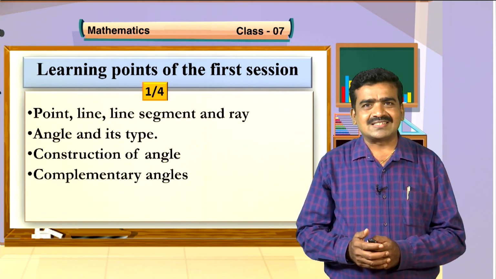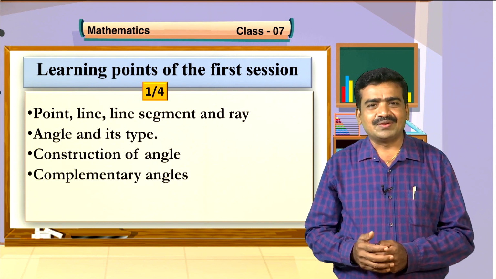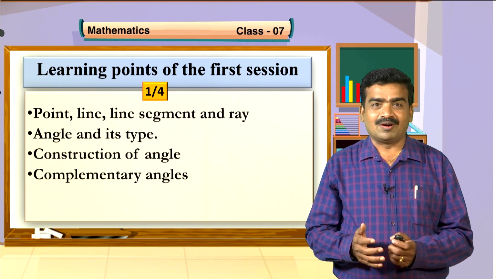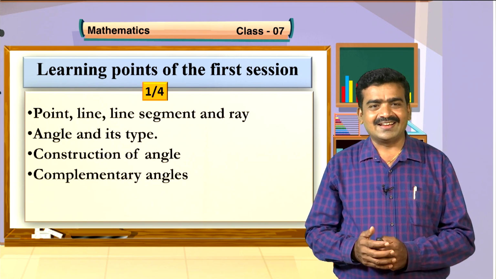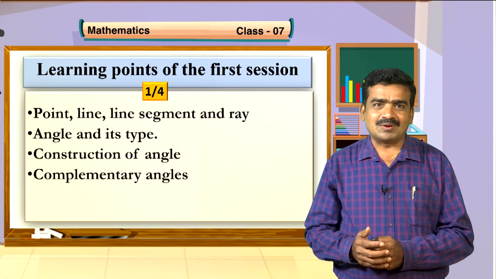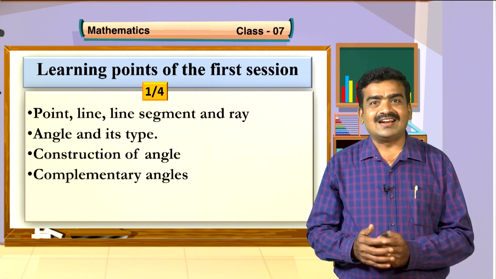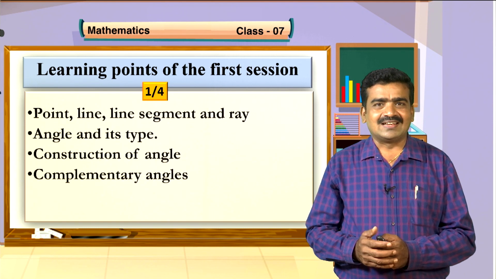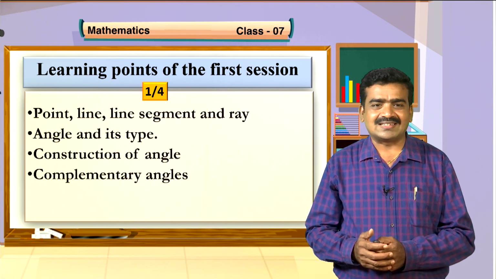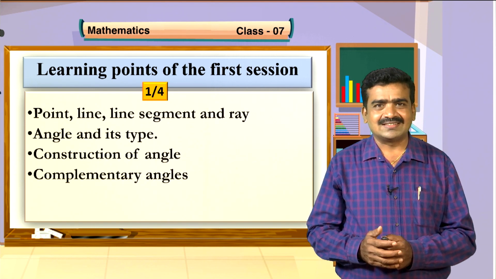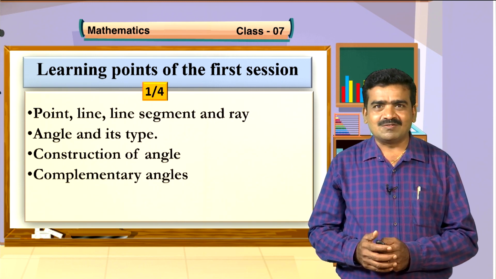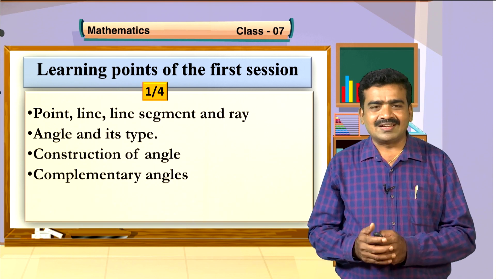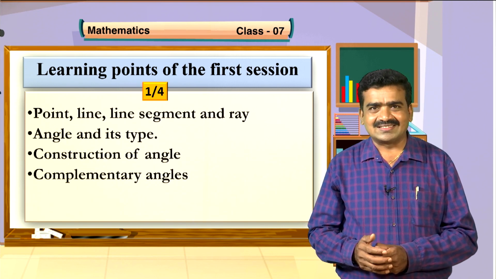In the previous session, or in the first session, we have learnt about point, line, line segment, ray. We have also discussed angles and types of angles. And also, you have practiced the construction of angles of different measurements. And at the end of the first session, you have learnt about complementary angles.